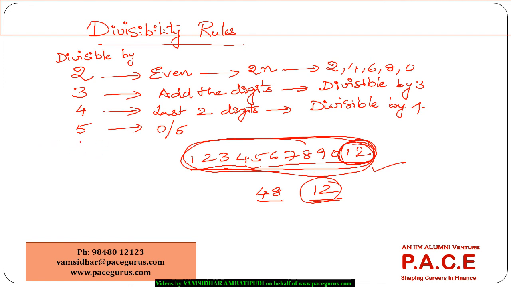Then comes, what about 6? Now, this is where an interesting part comes up. If I have to talk about 6, see if 6 can be written as product of two coprimes.